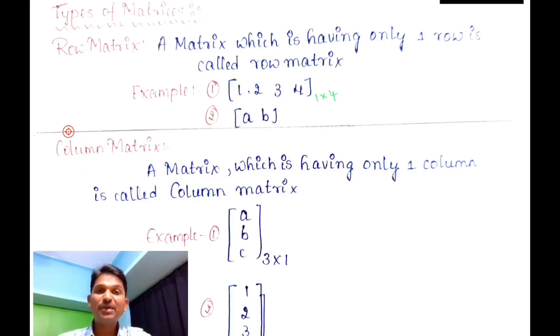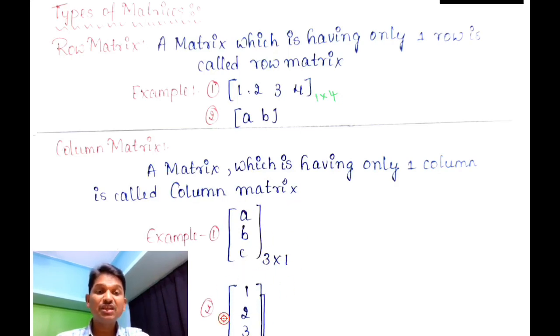Look here, column matrix. A matrix which is having only one column is called a column matrix. Simple thing. You see here how many rows are there? First row, second row, third row. 3 rows are there. How many columns are there? 1 column is there. Order of this matrix is what? 3 by 1.